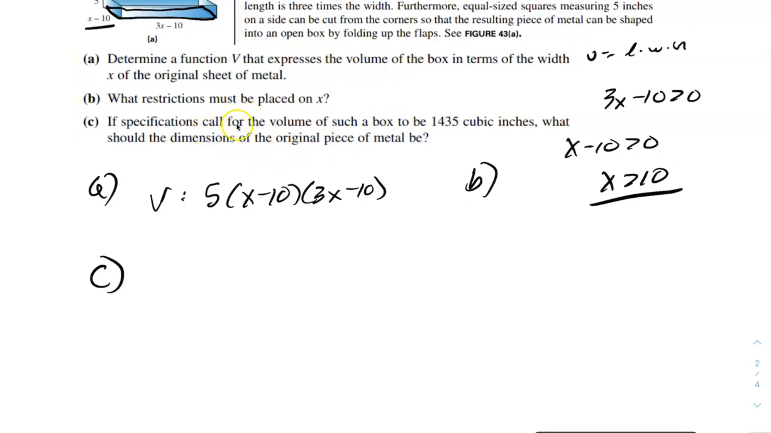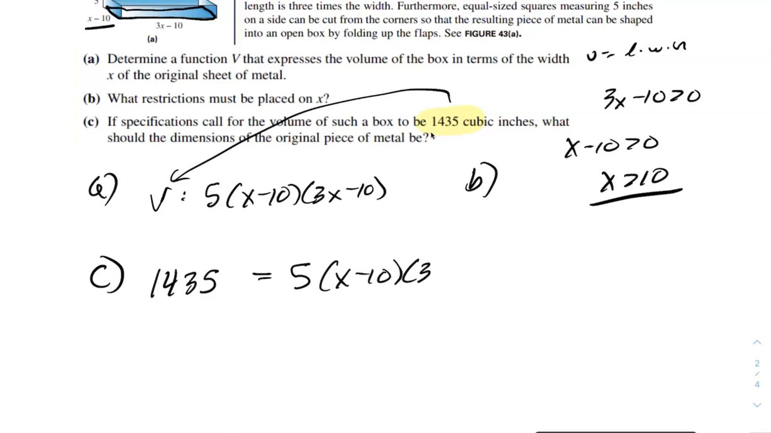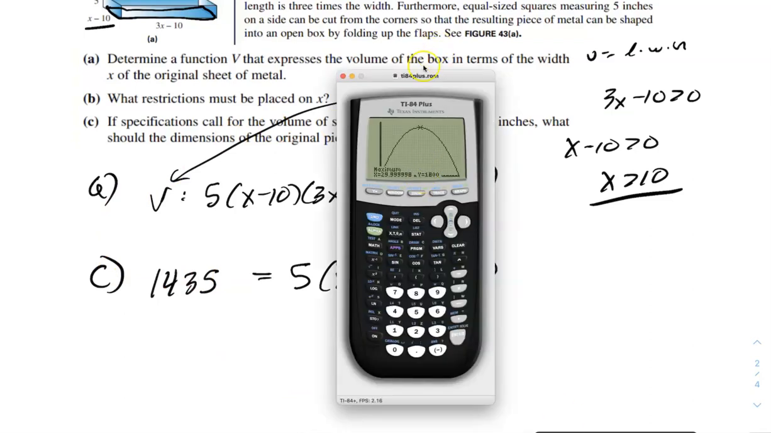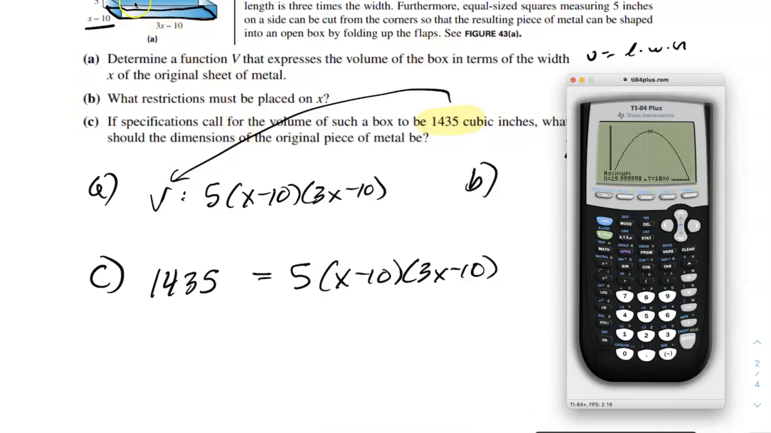If the specification called for the volume of such box to be 1435 cubic inches, what should the dimension of the original box be? So they're saying our volume should be this. So we're going to substitute this in for my volume, and we're going to solve it. Now, how do we solve that? We use a calculator. And I guess you can solve by hand, but it'll take forever. So we're going to use our calculator. This time they gave us the information what the volume was. They gave us the picture, and it's like, hey, find the volume. Well, the volume is just multiply them together. And now they say that we want the volume to equal 1435, so you set that equal 1435 and you graph it. So we're going to graph both of these things.